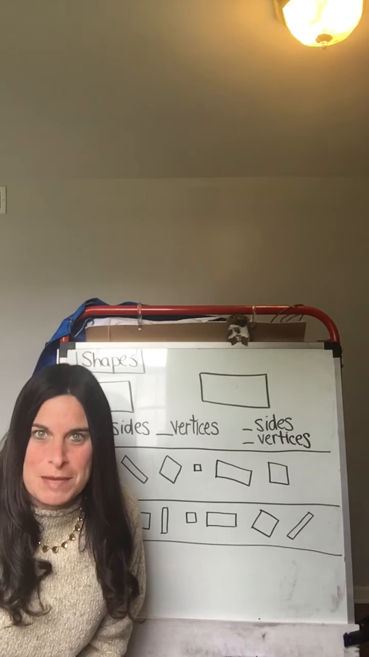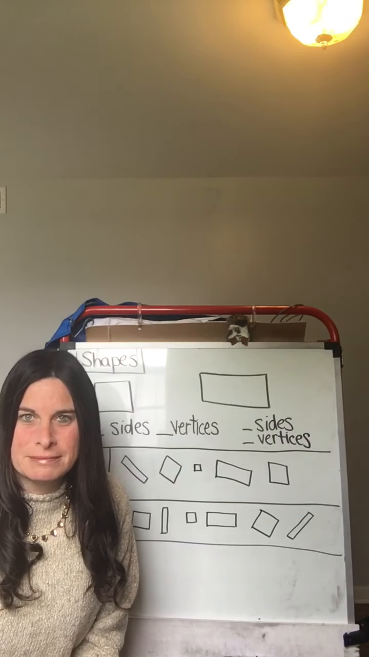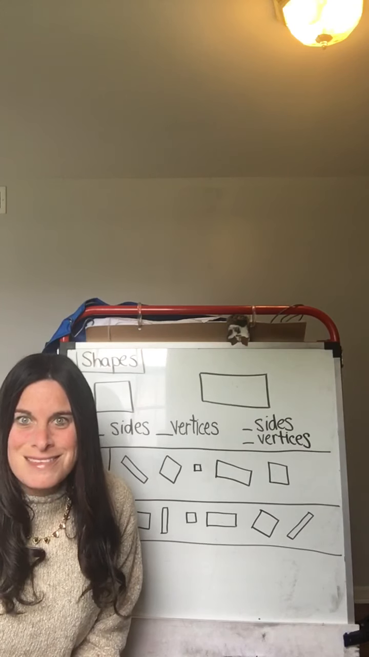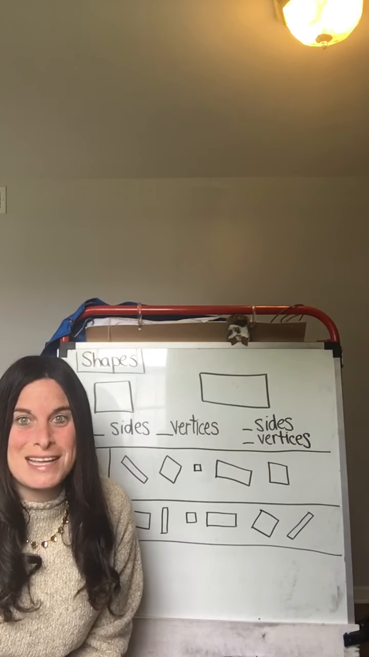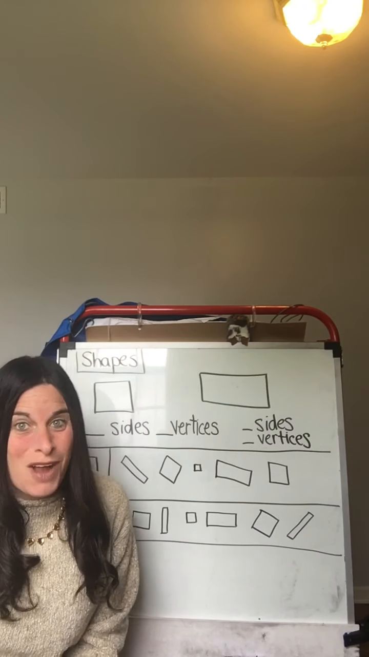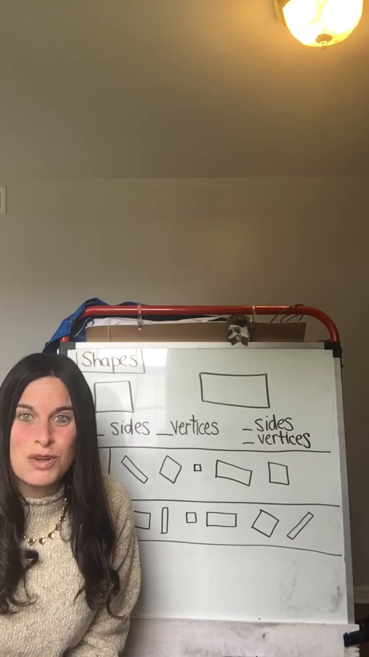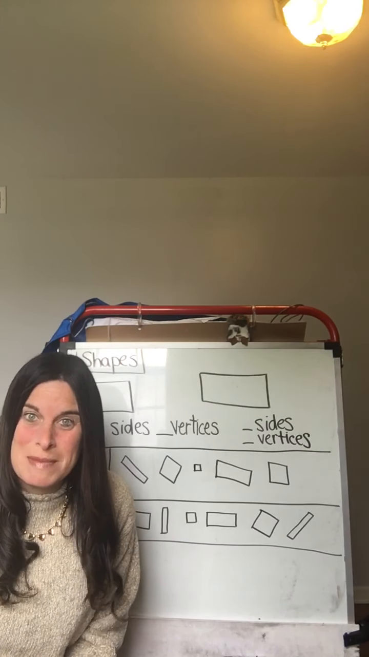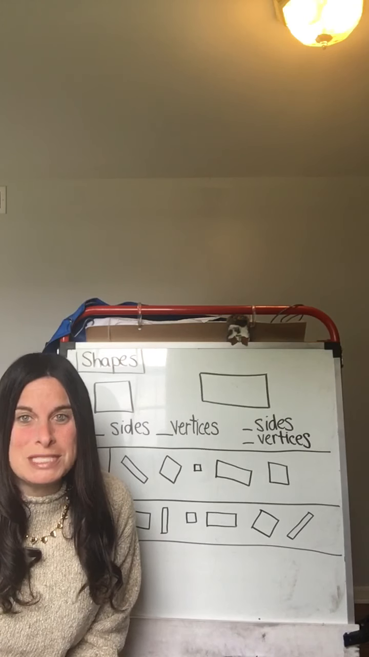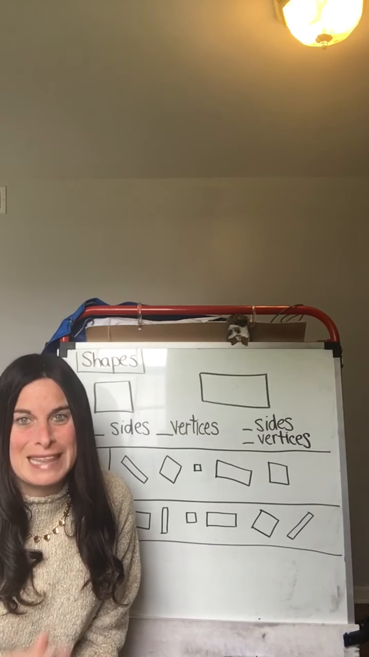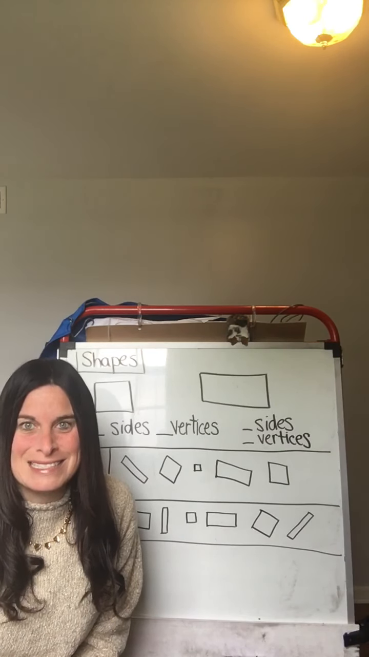Can you think of shapes that you know? Yes, squares, rectangles, circles, triangles, right? Those are all 2D shapes, two-dimensional shapes. A 2D shape means it's flat. I can lay it flat down.